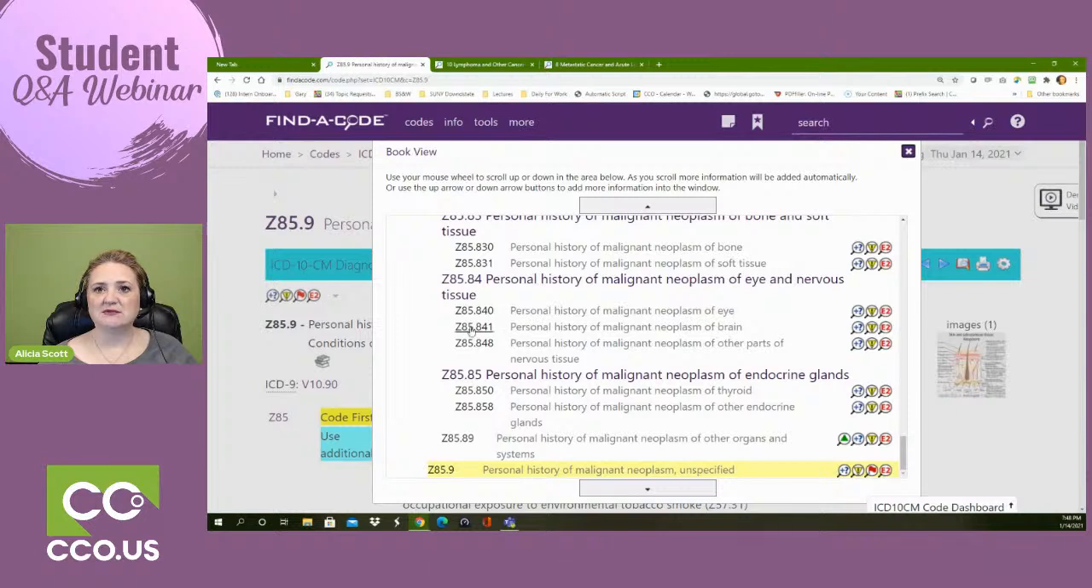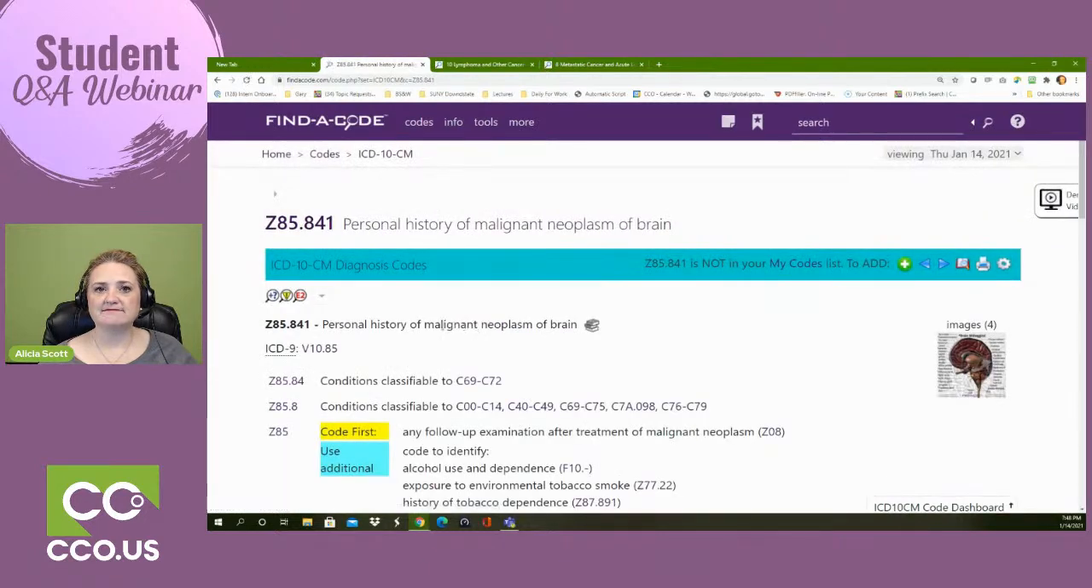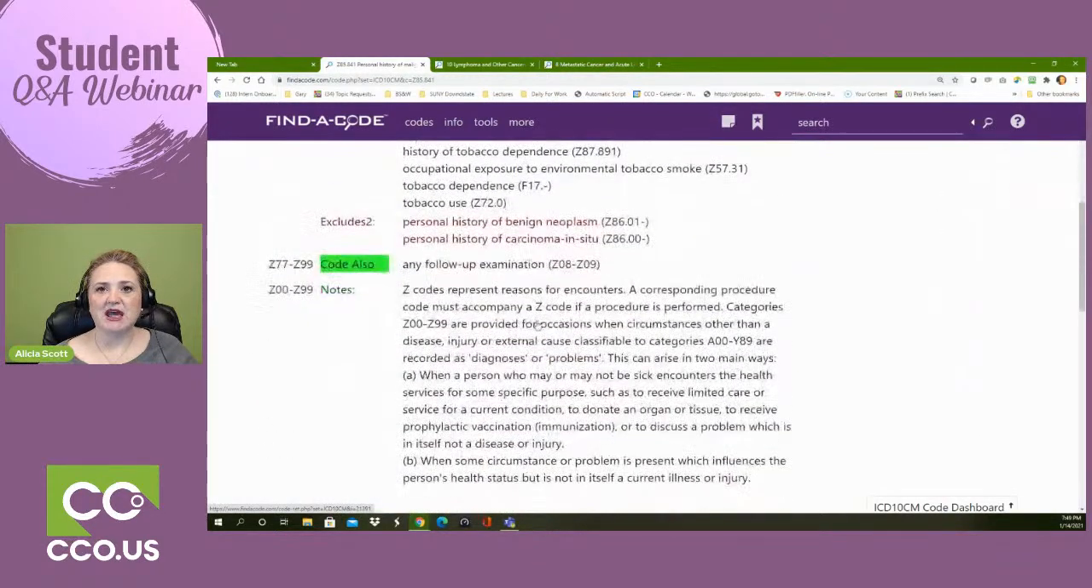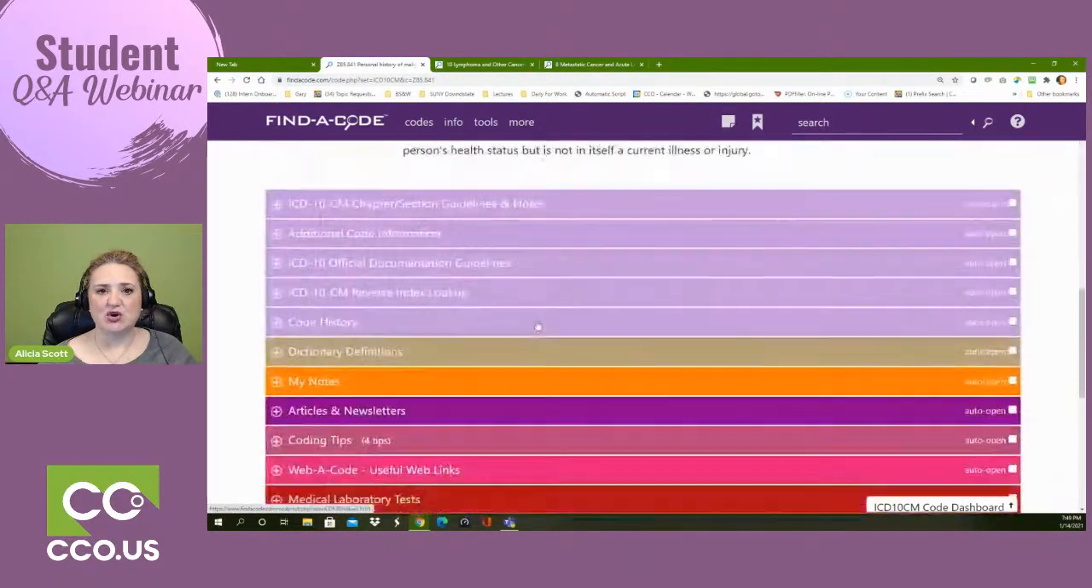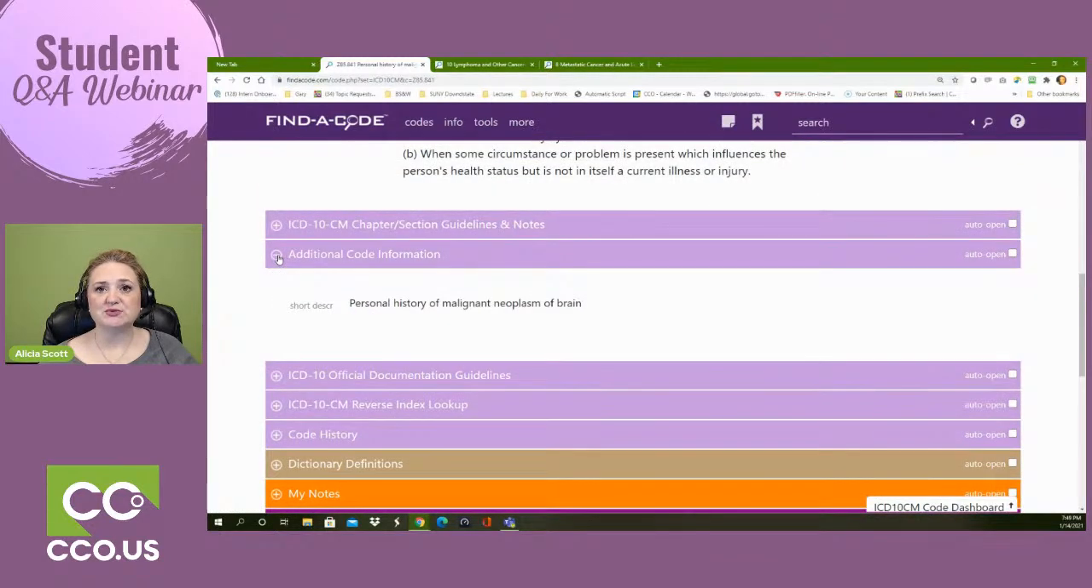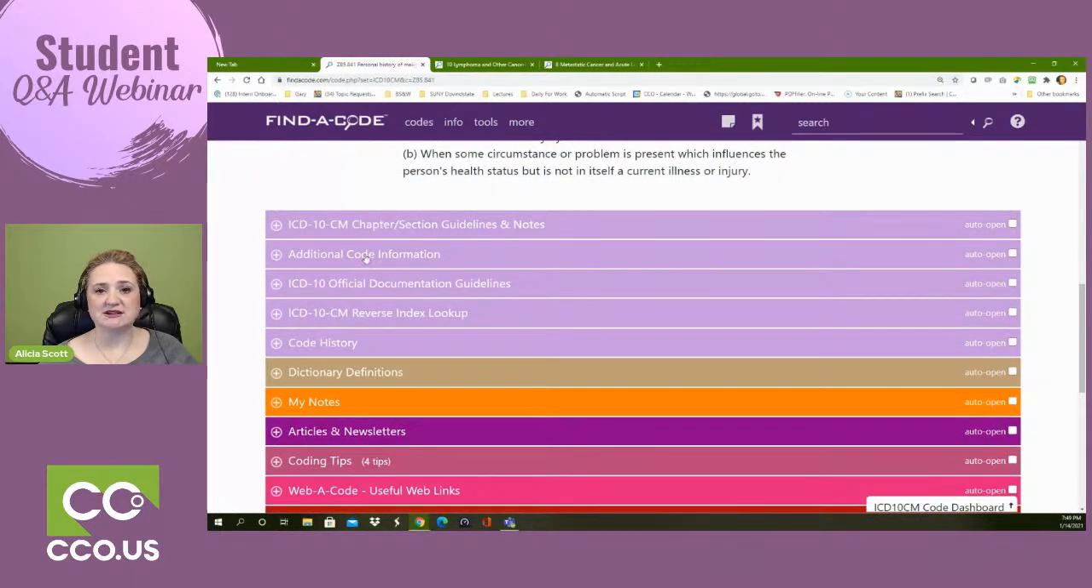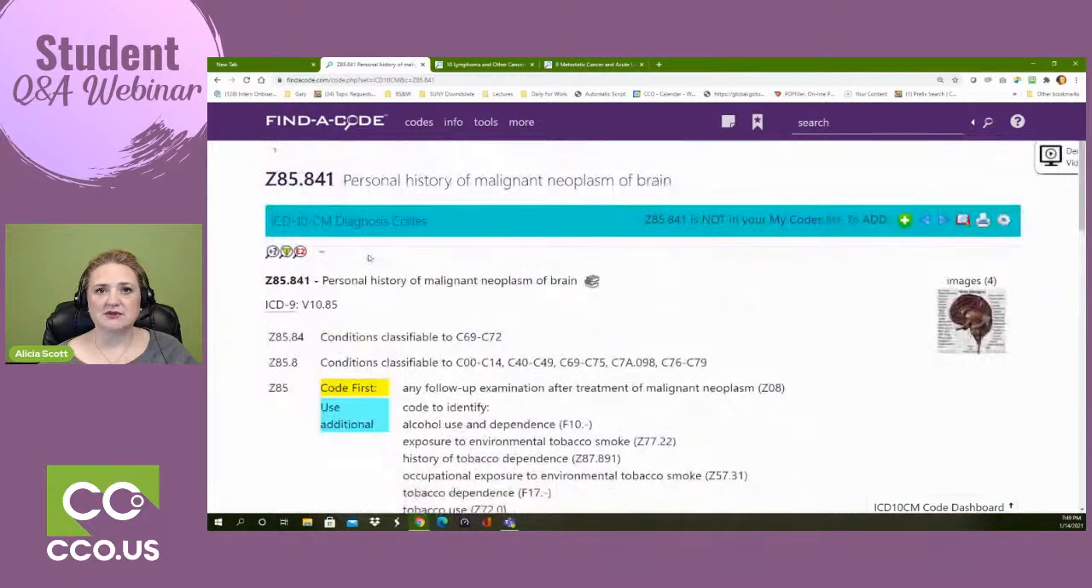So let's just say personal history of neoplasm of the brain. And when it's a history of, they don't care if it's primary or secondary. So there you go. And does it risk adjust? No, because it's no longer being treated. So therefore the patient doesn't get it anymore. Okay, so it carries weight, but not the same type of weight. And let's see, other questions.